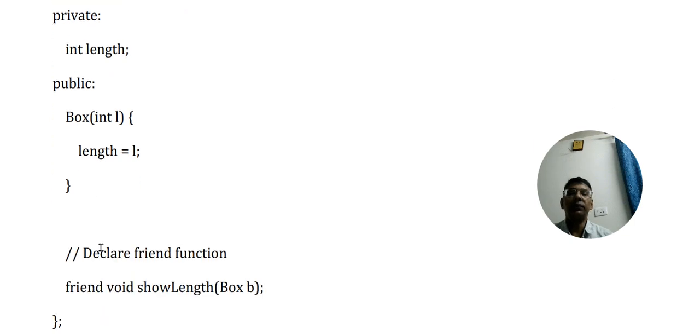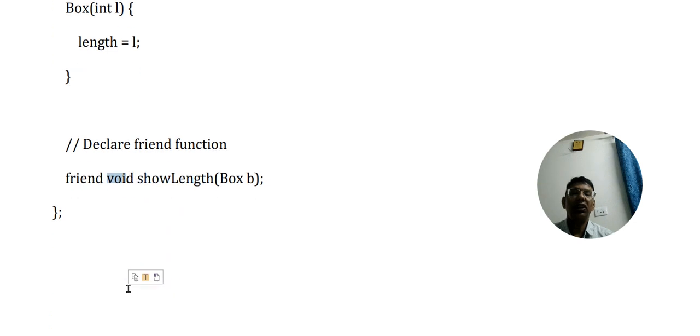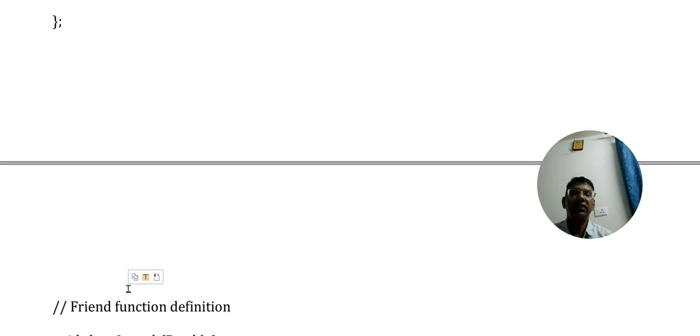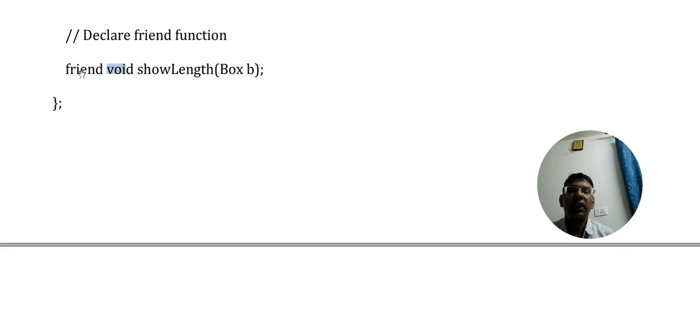Now this is the most important statement here. friend void showLength(Box b). The function name is showLength, and it is void because it is not returning any output, it just shows a message. We have to put the keyword friend before the function name showLength. So here you can see friend void showLength(Box b).